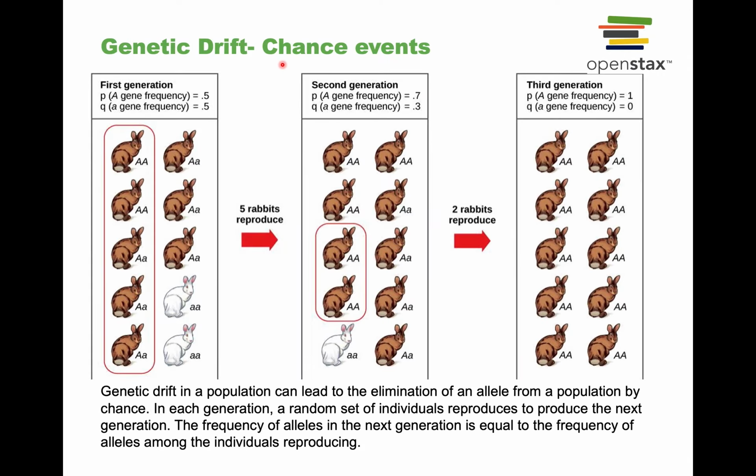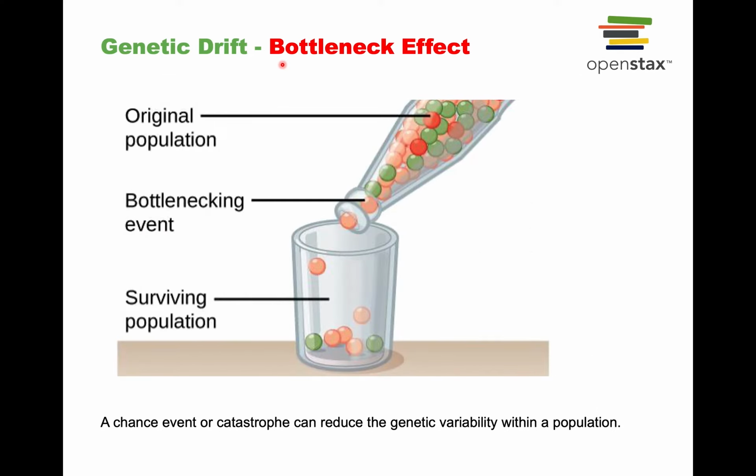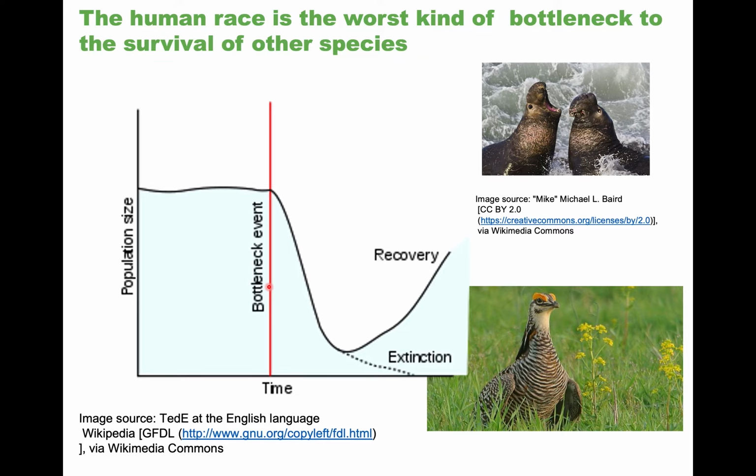Now, genetic drift, which are chance events, comes in two flavors as seen in nature. One is the bottleneck effect, which means that an event happens that randomly creates a bottleneck for certain members of a population. If you think about a bottle of beads, when you try to get some of the beads out of the bottle, only a few of them have the chance to get out and survive. Examples of a bottleneck are plenty, especially in human populations, because the human race is the worst kind of bottleneck that has been in nature.